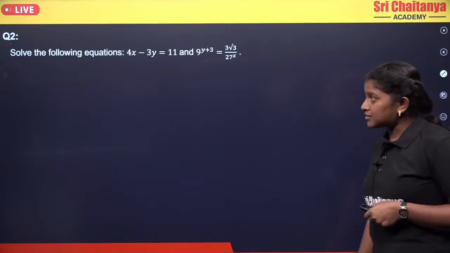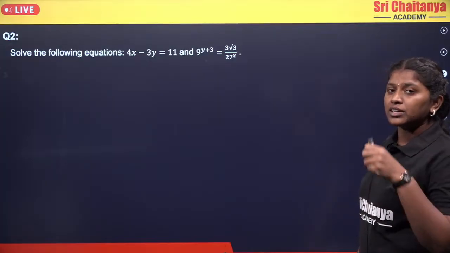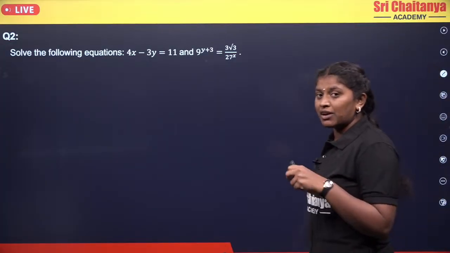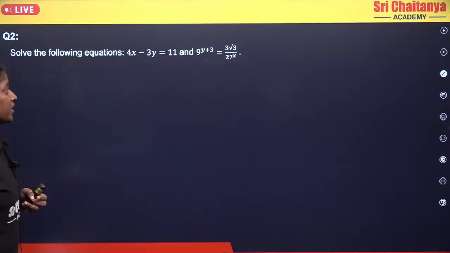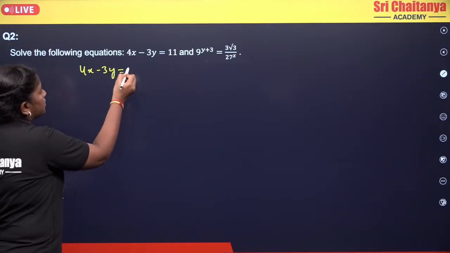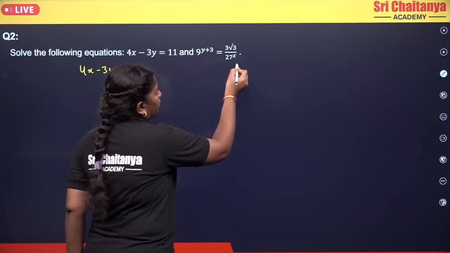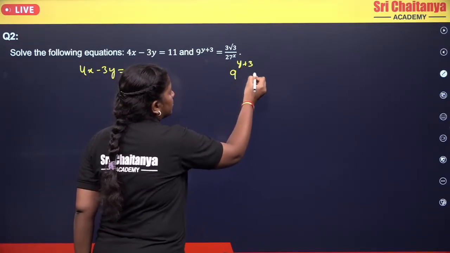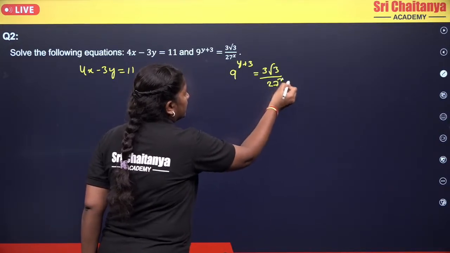Now moving to the next, solve the following equations. We need to solve the given equations and get the values of both x and y. If you take the first one, they gave 4x minus 3y equals 11. And coming to the second equation, if you observe, they gave 9 to the power y plus 3 equals 3 root 3 by 27 to the power x.